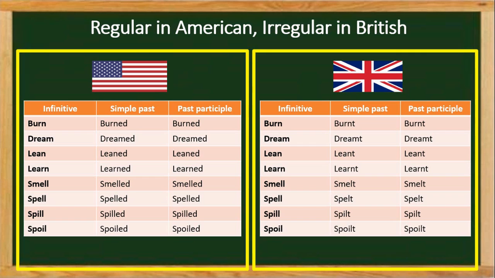So the same verbs are considered irregular in the British English. For example, the verb burn, in the simple past it is burnt. In the past participle, burnt. So let's take another example. The last word, spoil, spoiled, spoiled in American English, whereas in the British English, spoil, spoilt, spoilt.